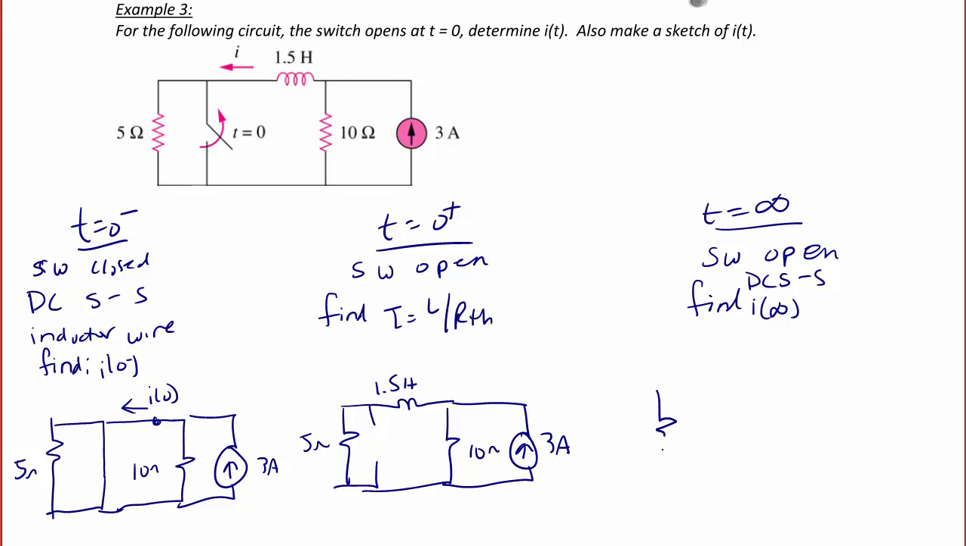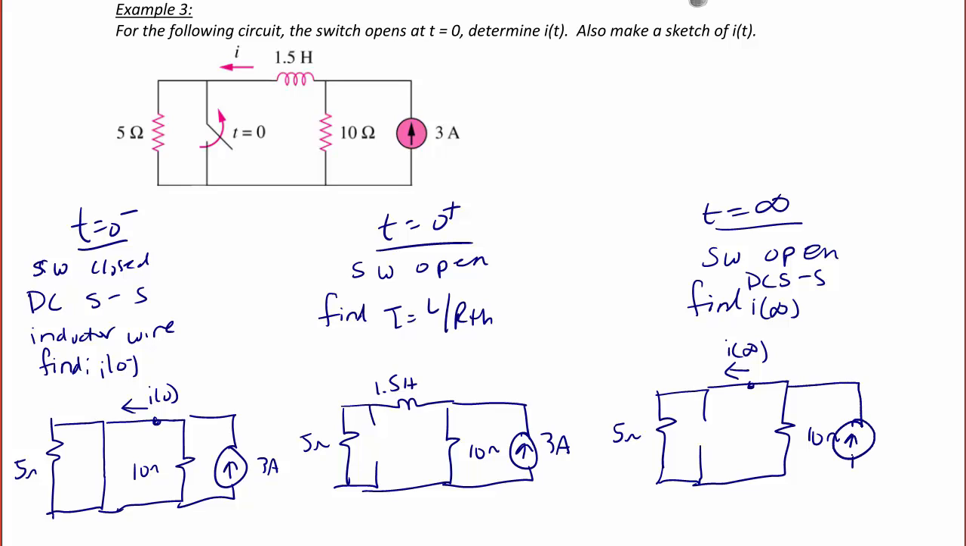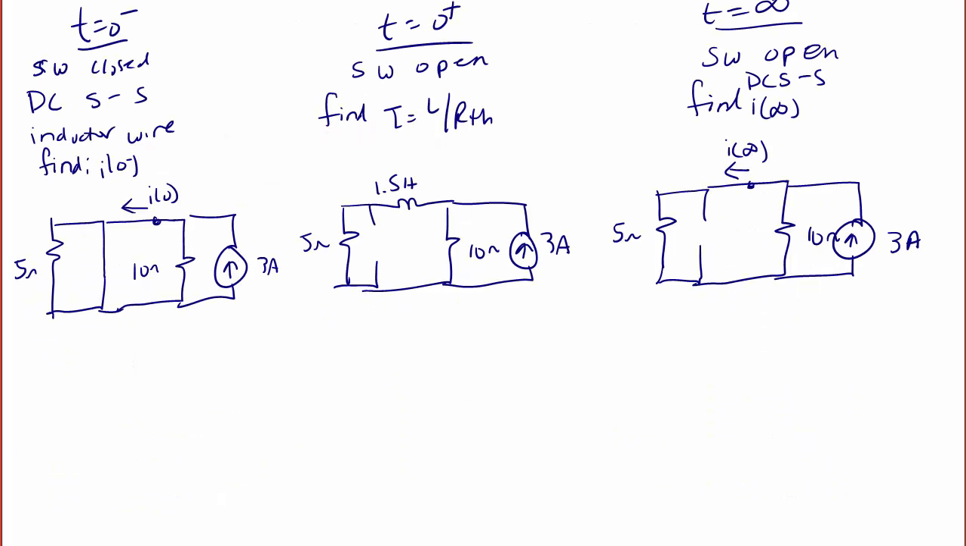At t equals infinity, I once again have the 5 ohm resistor, the switch is still open, a wire to represent the current through the inductor, which I now label the current I of infinity, a 10 ohm resistor, and a 3 amp current source. For the first circuit, I have this wire that shorts out the 5 ohm and the 10 ohm resistors. So current wants to follow the path of least resistance. So I of 0 is equal to 3 amps.